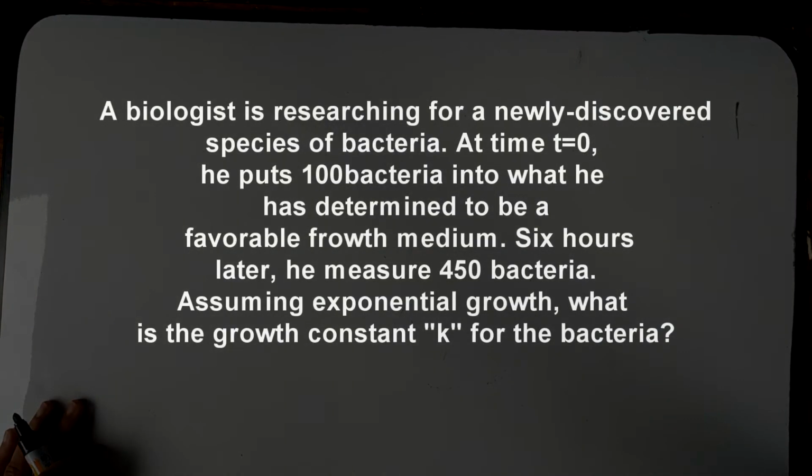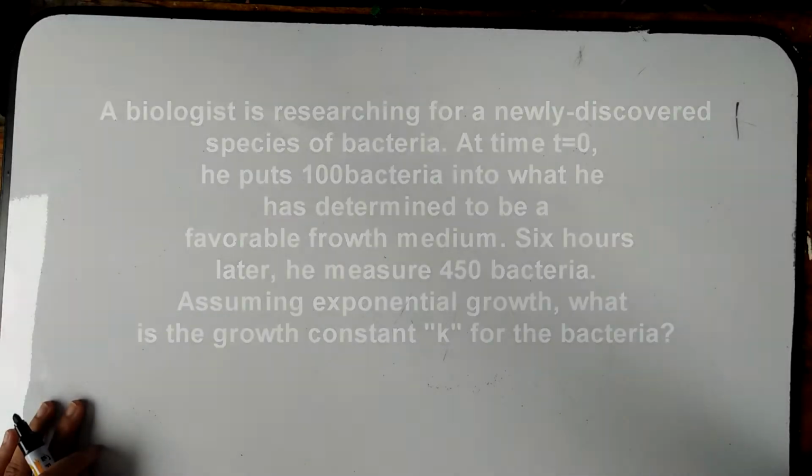A biologist is researching a newly discovered species of bacteria. At time t equals 0, he puts 100 bacteria into what he has determined to be a favorable growth medium. 6 hours later, he measures 450 bacteria. Assuming exponential growth, what is the growth constant k for the bacteria?